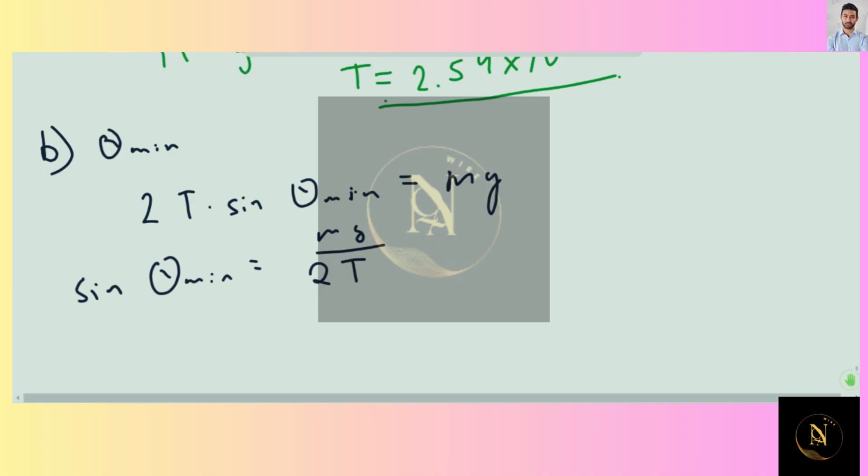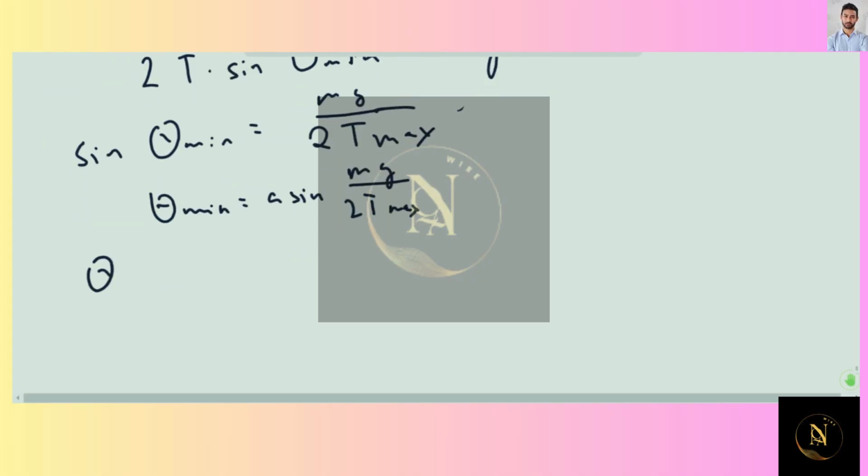So as we see, theta is minimum when T is maximum. So therefore, now we can calculate theta. Basically, theta minimum equals arcsine of mg divided by 2T maximum. So let's complete this calculation.